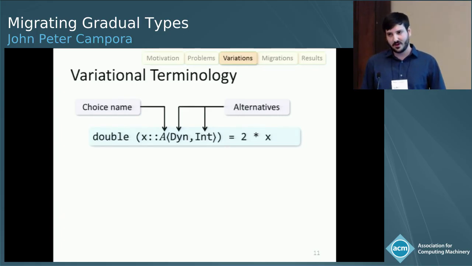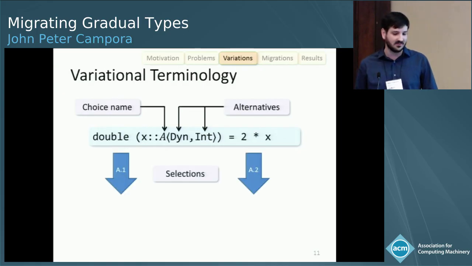To go over the different variational terminology, we have the unique choice name that we introduced, as I've said already, and the left and right elements of the pair are called the alternatives. And we have a process that's very similar to projection on product types called selections, where we have A.1 and A.2 as selections, and this gives us the type and the corresponding alternative.